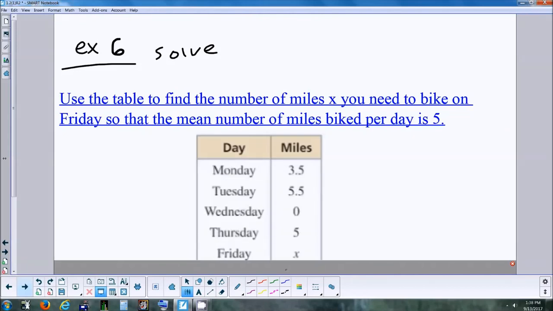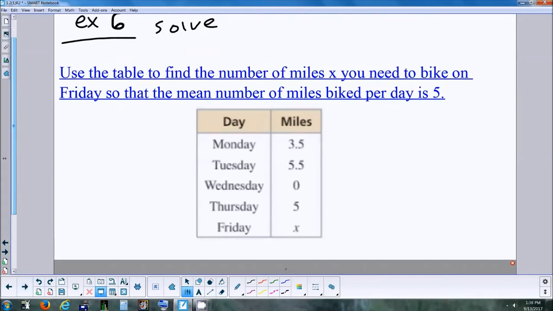So in this chart, which you guys already have in your notes, it says use the table to find the number of miles you need to bike on Friday so that the mean, or what's another word for mean? Average.